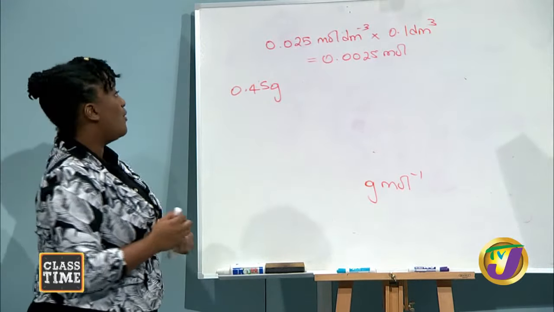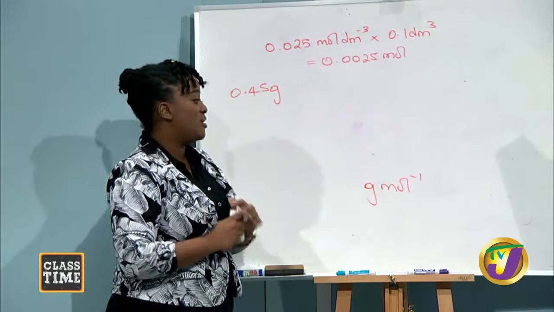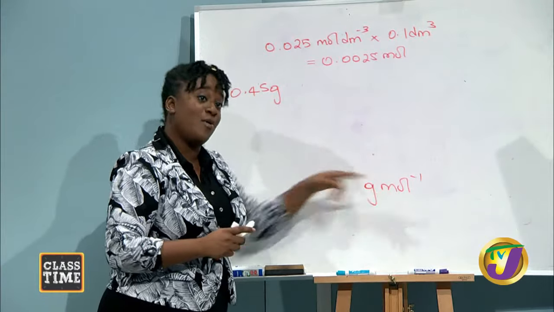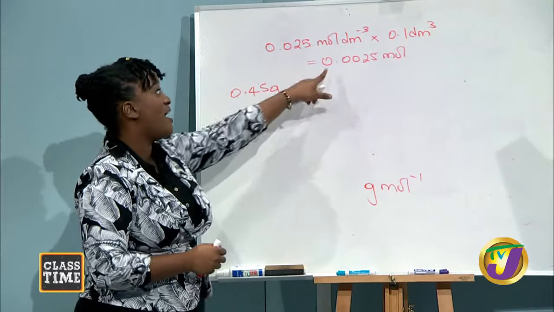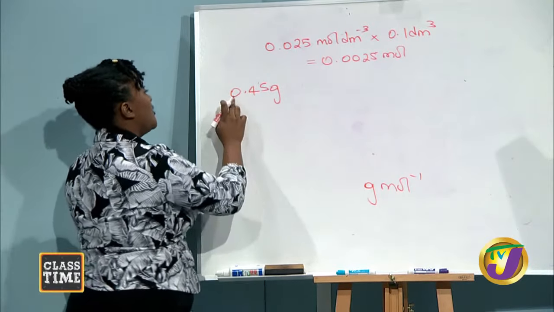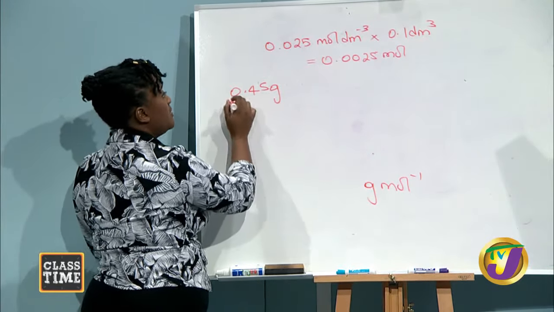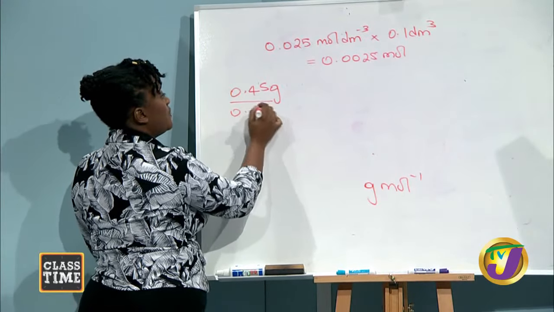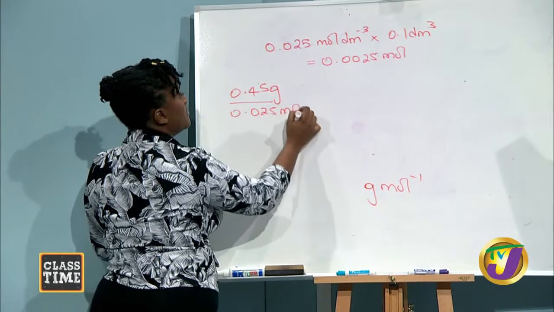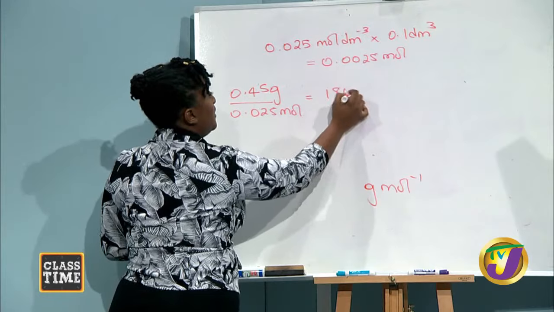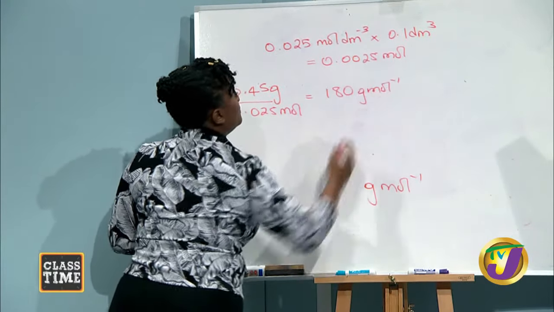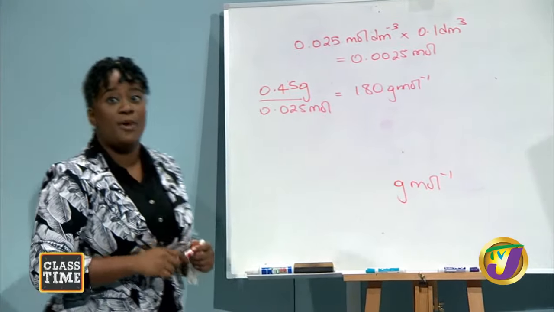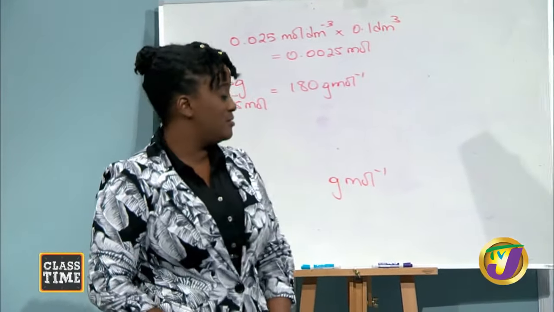All right, so I have gram and I have moles. What do I do to get gram per mole? I want per mole, so I know that I have to divide by that. So if I divide 0.45 grams by 0.025 moles, my answer will be 180 gram per mole. And that is the molecular mass for glucose.